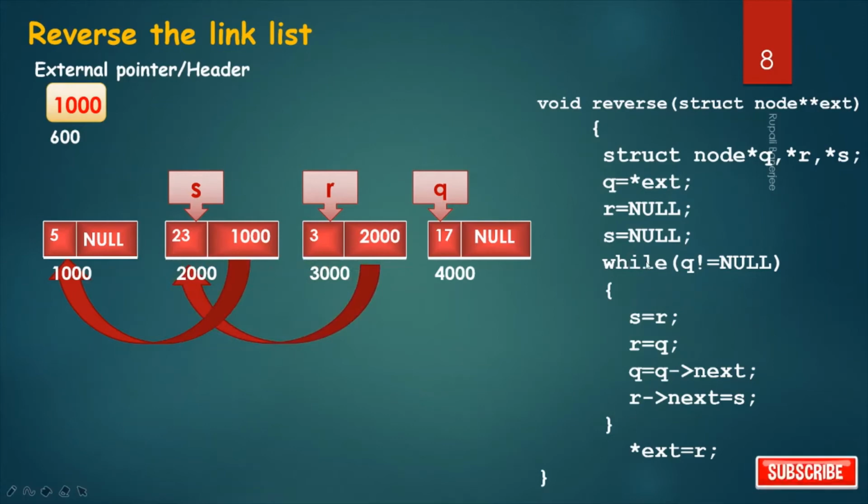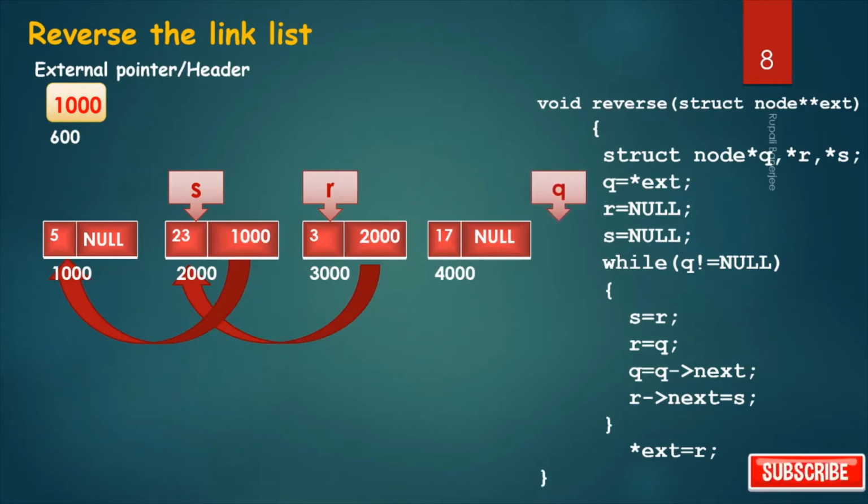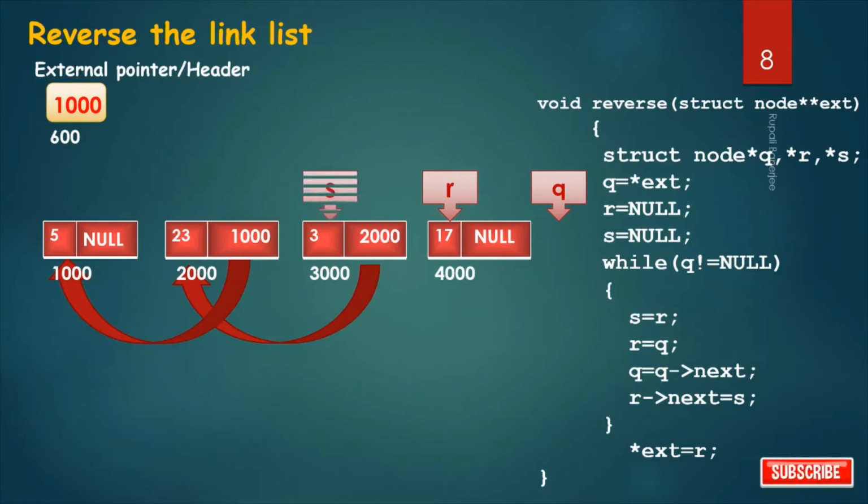Again execute this while loop. Is Q null? No, it is 4000. Then S equals to R means S is this. R equals to Q, so R is this, and Q equals to Q arrow next. And R arrow next equals to S means 3000. So here it should be 3000.